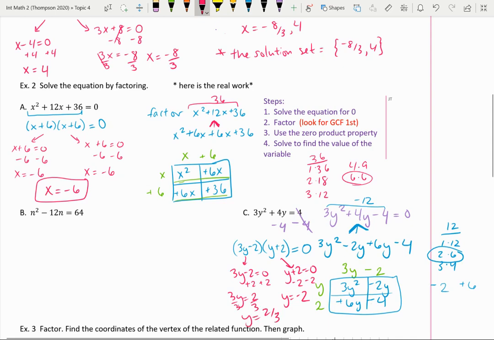Whew, I'm a little squished on this problem. Needed a little bit more room. So for my answers, I've got y is equal to negative 2, comma, 2/3. All right, and those values of y, negative 2 and positive 2/3, those are the values that will make this equation for problem C true.